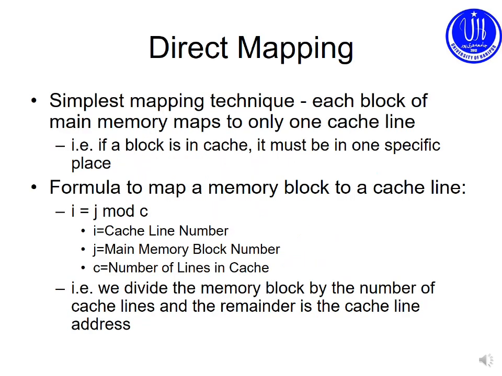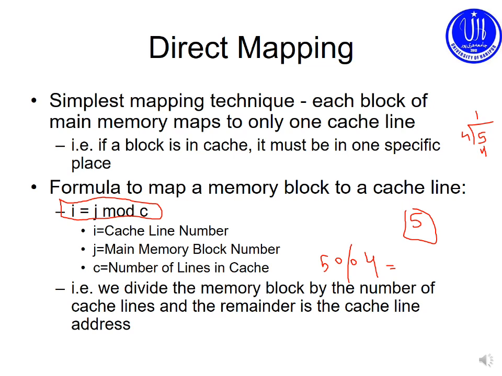In direct mapping, as I told you, the line number is predefined using this formula. So if someone asks you, you have to write just this formula: in direct mapping, the cache line number for each block in the main memory is predefined using this formula, where I is the cache line. For example, for block number 5 in the main memory, I use this formula. So J is 5 mod C. For example, in the previous slide, C was 4, the total number of cache lines was 4. So 5 mod 4 is equal to 1, the remainder of 5 divided by 4.